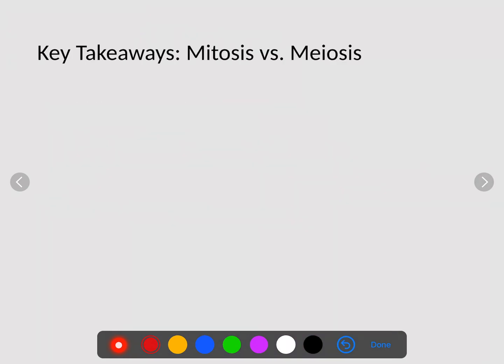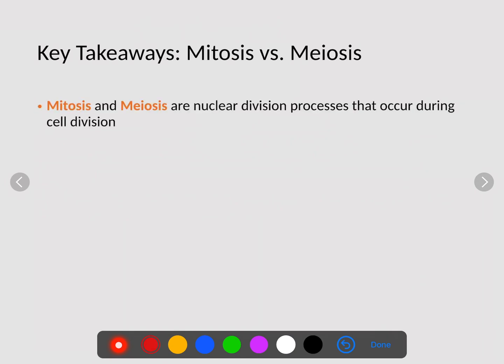So what are the key takeaways we need for mitosis versus meiosis? So mitosis and meiosis, they're both nuclear divisions. They're both processes that occur during cell division.